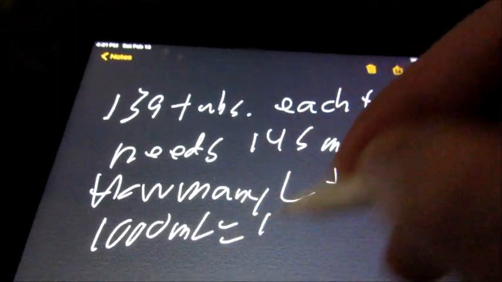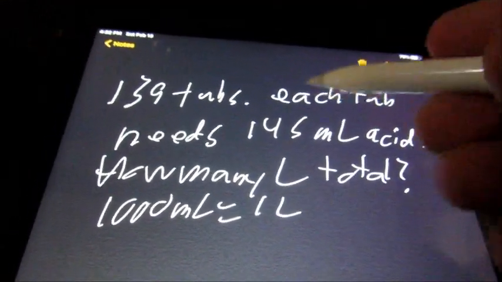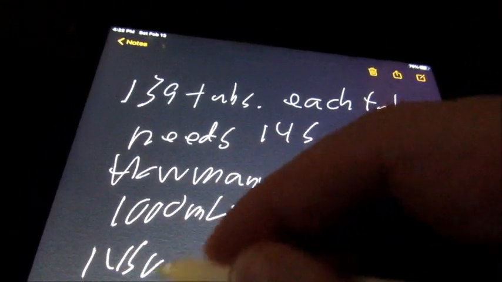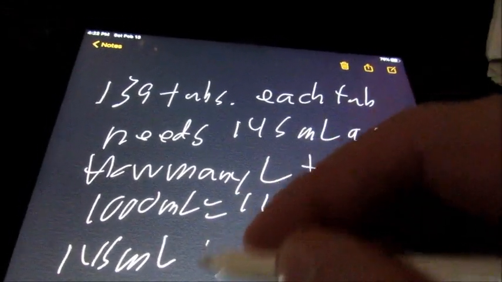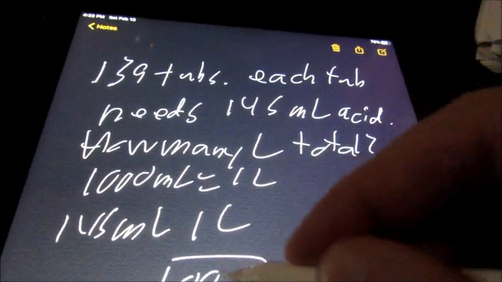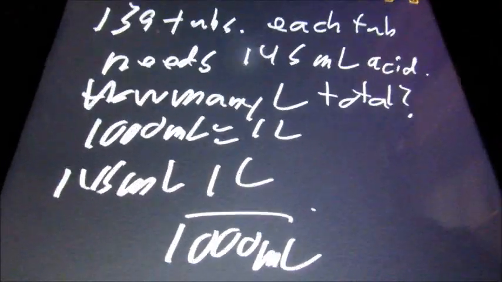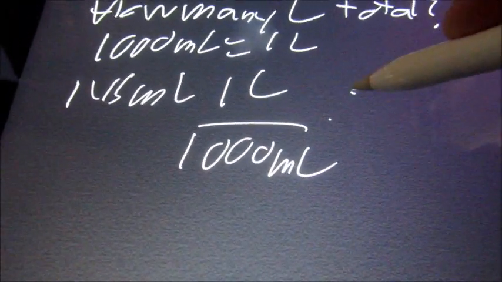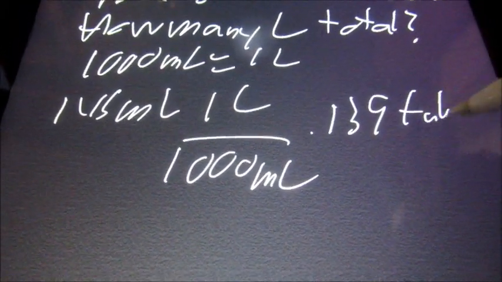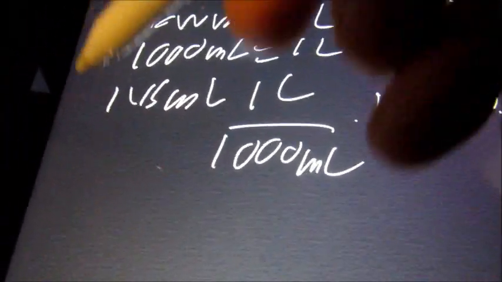And we have 1,000 milliliters equals 1 liter. So we're going to start out 145 milliliters and 1 liter over 1,000 milliliters. And for that, we need to multiply the 139 tubs, because this is 145 per tub.